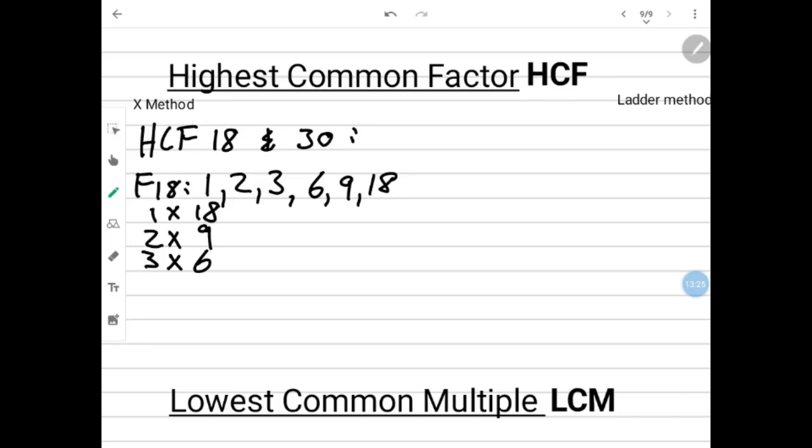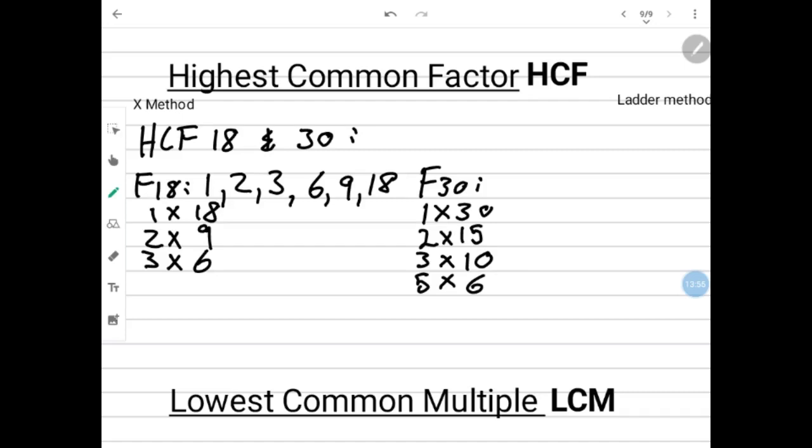Right, then the factors for 30. We do the same thing. 1 times 30 is 30. 2 times 15 is 30. 3 times 10 is 30. Can 4 go into 30? No, it can't. 5 goes into 30 6 times. All right, there's 5 and there's 6.